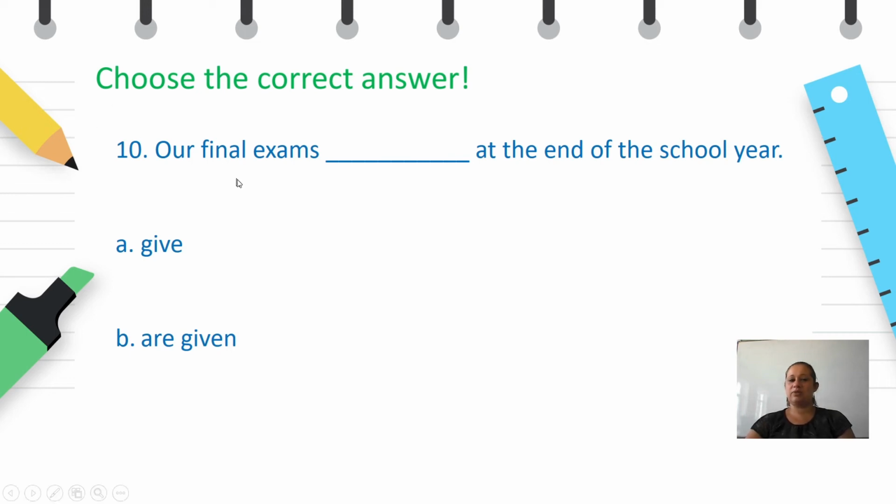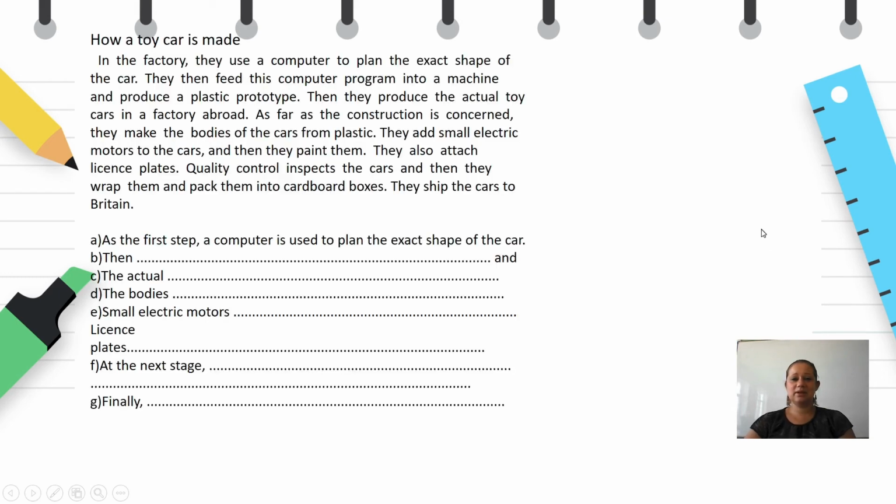So do we say our final exams give at the end of the school year or our final exams are given? That's right, are given. It's a passive sentence because we don't know who gives the test, or maybe it's not important at this moment. What we are concerned about is that the final exams take place at the end of the school year. And now, I would like us to look at this short text and see how we can actually rewrite the whole text using the passive voice.